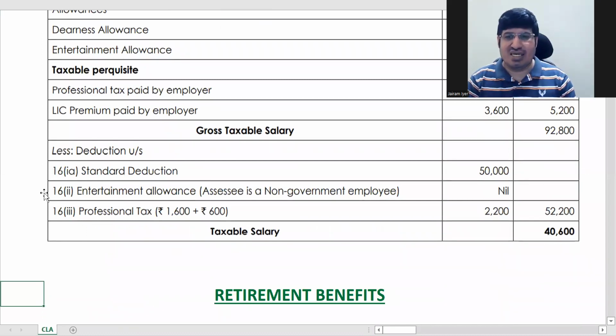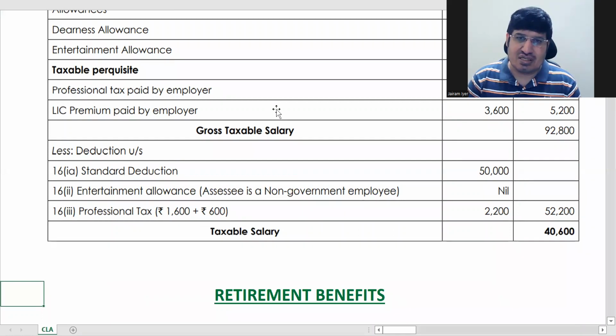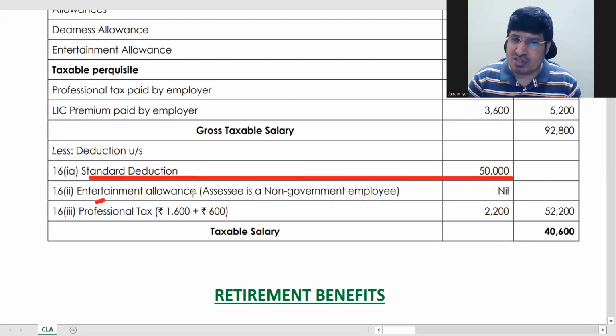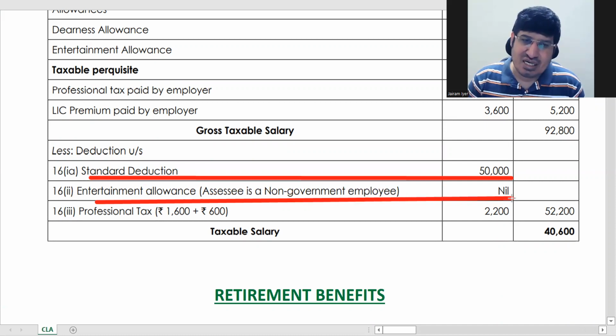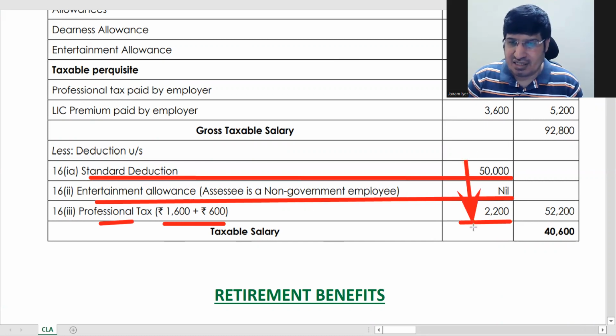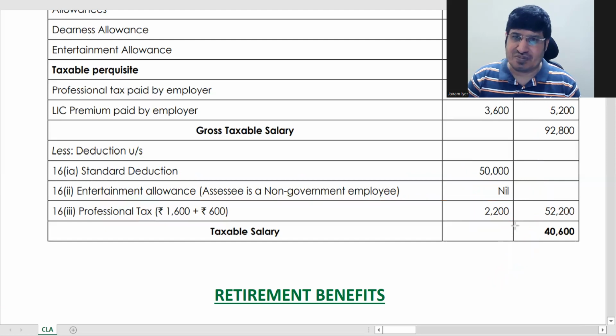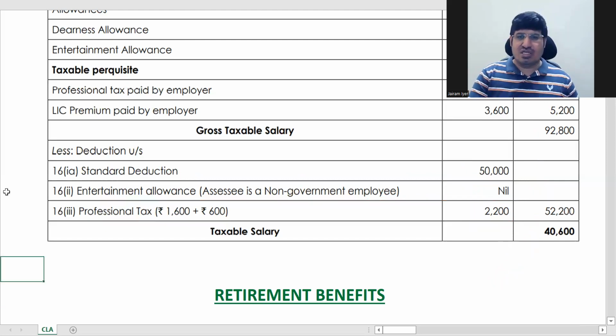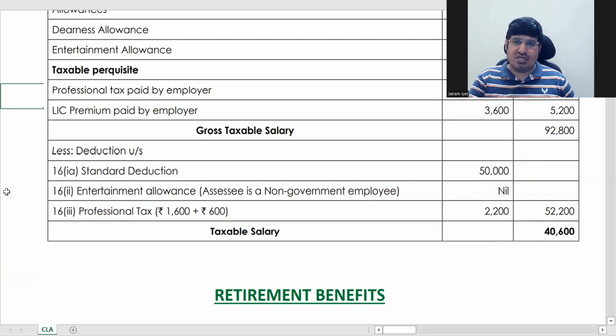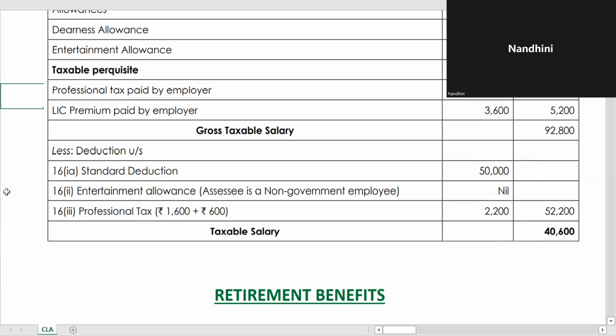Then next, the standard deduction is 50,000, straightforward. Entertainment allowance deduction is nil because this is a non-government employee. Correct? Professional tax in the end we saw, 2,200. So add these three from here. Total is this. And then this gross taxable salary minus deductions will give you your net taxable salary. Got it? Understood? Any doubt? Wait. Any doubt? Anyone?